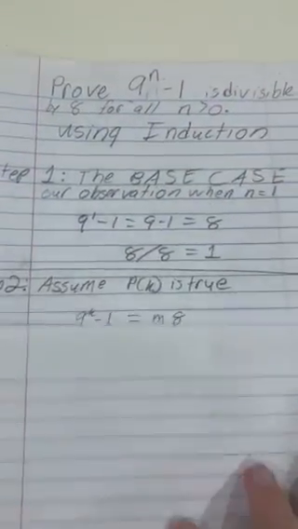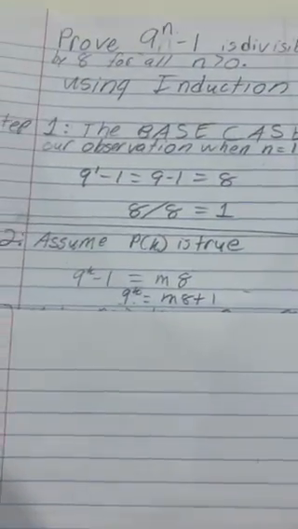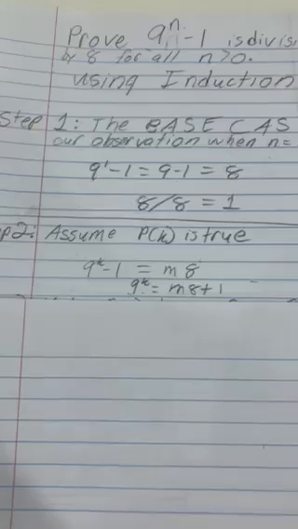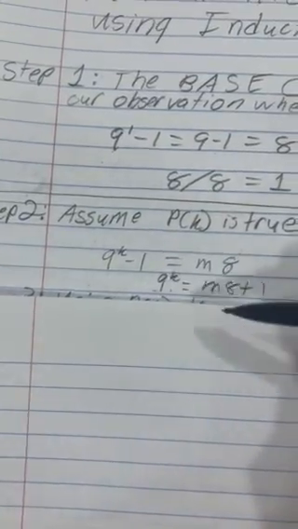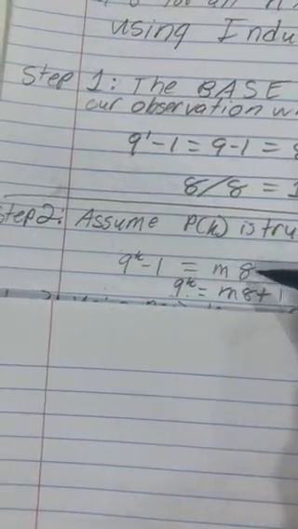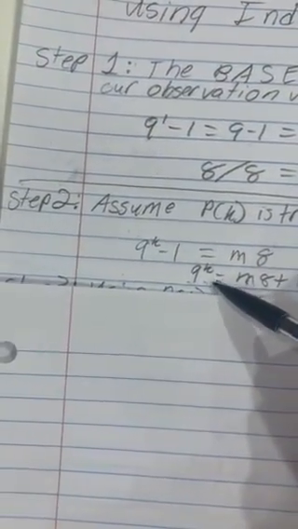So our next step is the analysis portion, where we're just going to take some assumption that some number k, which is equal to n, is true, which is just us saying 9 raised to the k minus 1 is equal to some number that is divisible by 8, that 8. The reason this is useful for us is because we can isolate this 9 to the k, which we will use in our next step.